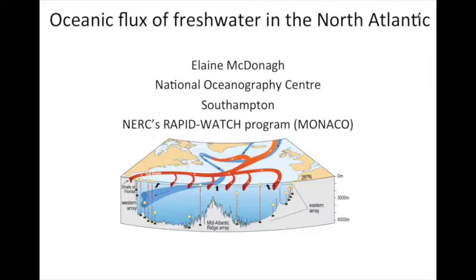So this project, MONACO, was one from the last round of RAPID funding, and was focused on looking at the relationship between heat and freshwater fluxes across the 26 North section and the heat content north and south of the section. So that was the point of MONACO. The part of MONACO that I'm going to talk about today is freshwater fluxes across the section.